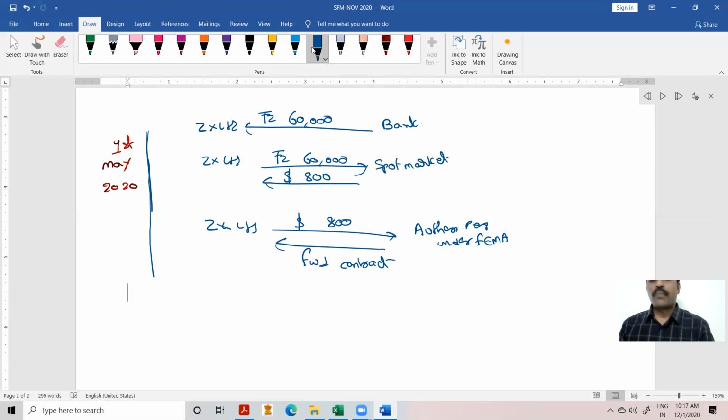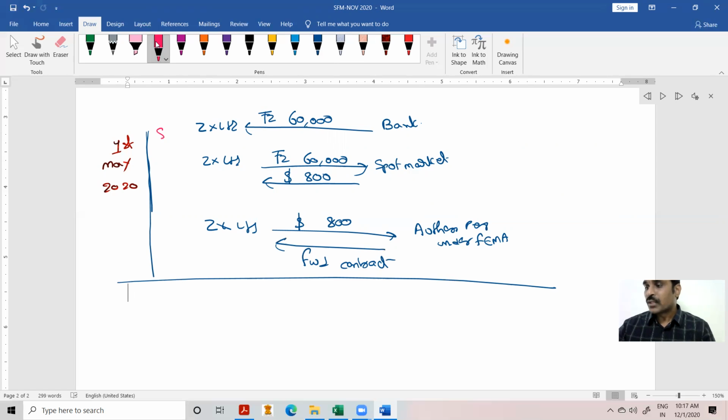So this is what will happen on 1st May 2020. These are the 3 steps. Step 1, borrow the 60,000 loan. Step 2, pay that 60,000 and obtain $800. Step 3, pay $800 and enter into a forward contract. So this is how the transactions will happen today.